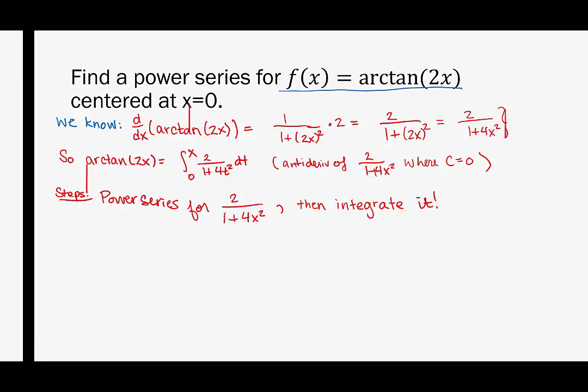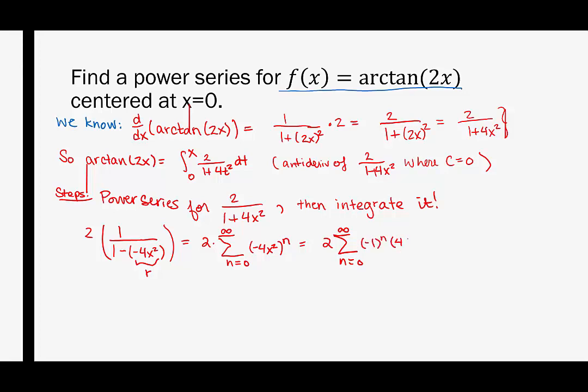So 2 over 1 plus 4x squared can be thought of as 2 times 1 over 1 minus (negative 4x squared). And so using the geometric series structure, we're talking about 2 times the series, n equals 0 to infinity, of (negative 4x squared) to the nth power, because negative 4x squared is playing the role of r. So we get 2 times the series, n equals 0 to infinity, negative 1 to the n times 4 to the n times x to the 2n.